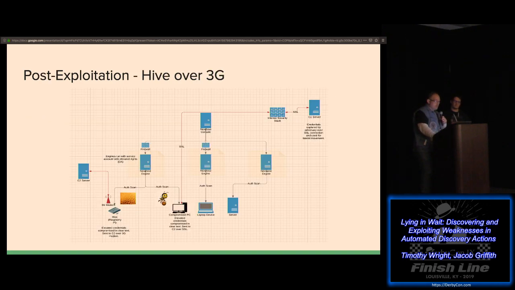So post-exploitation again, just looking to discover these service accounts. We're looking for infrastructures that don't have any type of MAC controls or network layer controls. You can just get in and plug something in, we're golden.